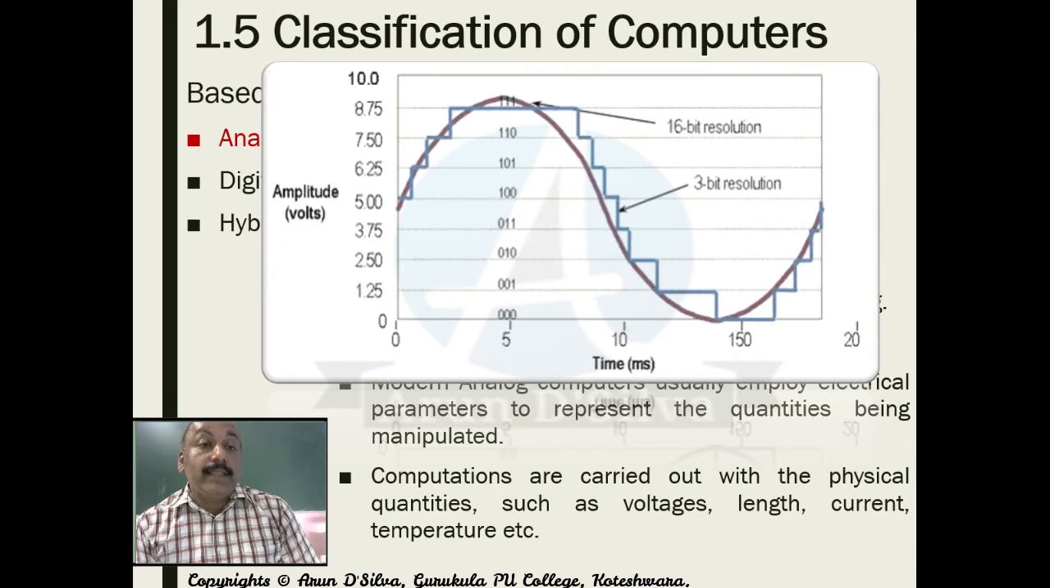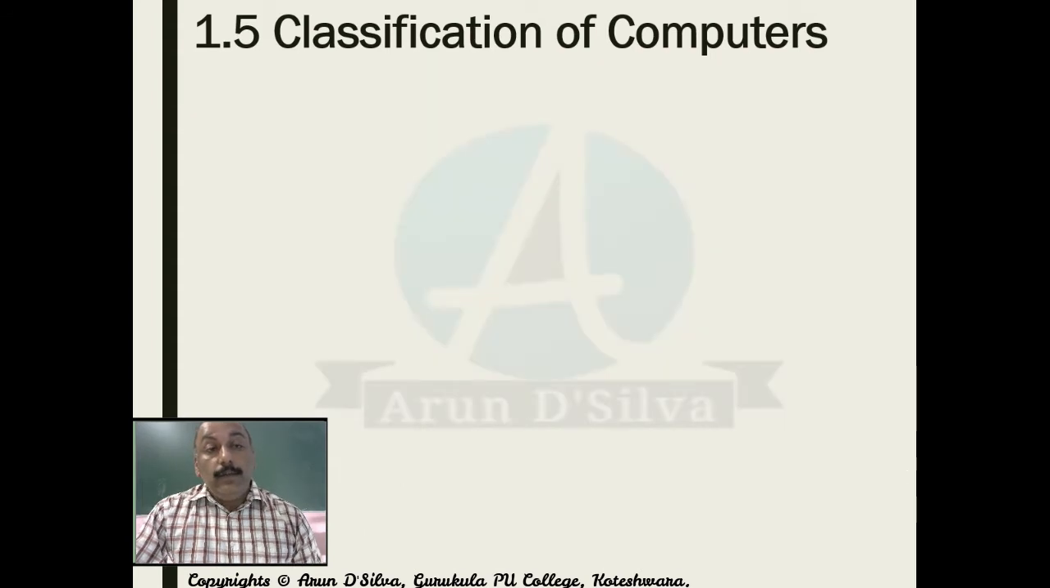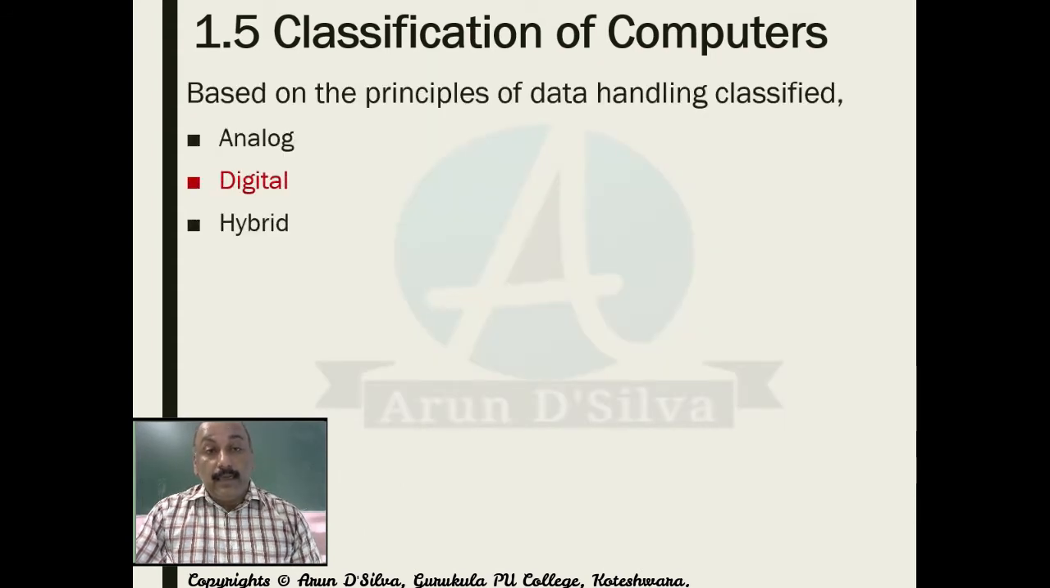There are two ways. One is this colored line. This is used in the 16-bit resolution, and this step is what you can make out; this is called a 3-bit resolution. Here, this is continuous data, so this value will be generated based on the previous value. So this type of computer belongs to the analog category.